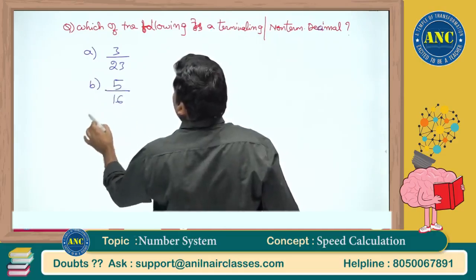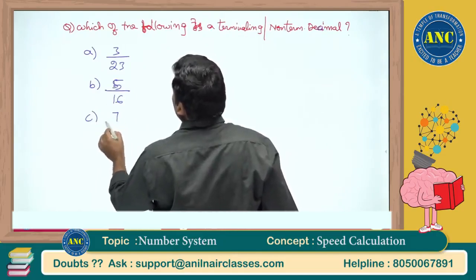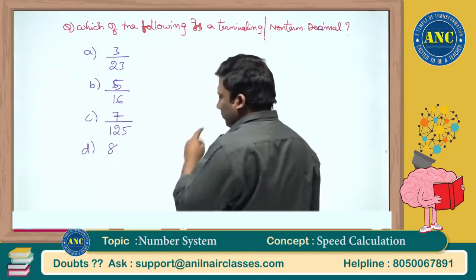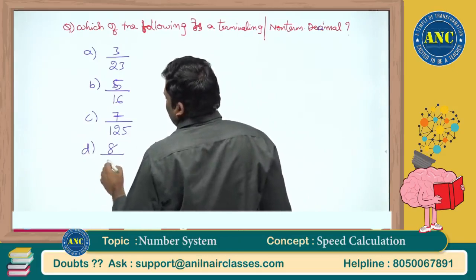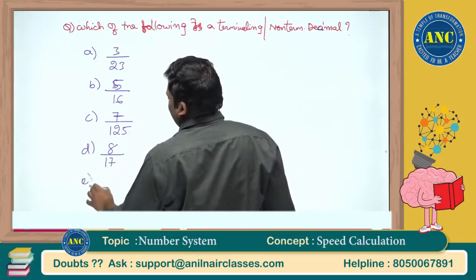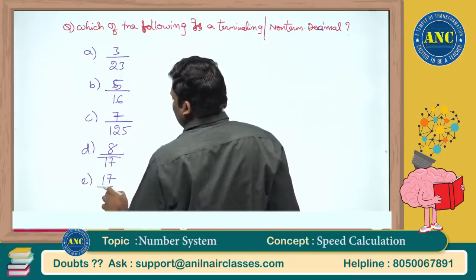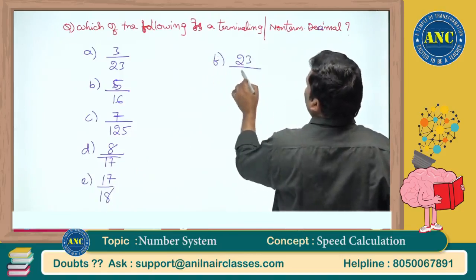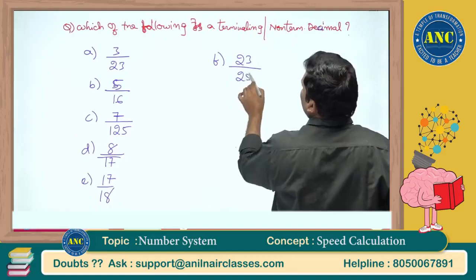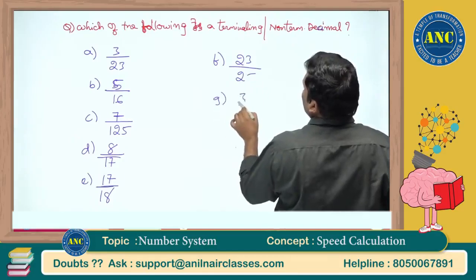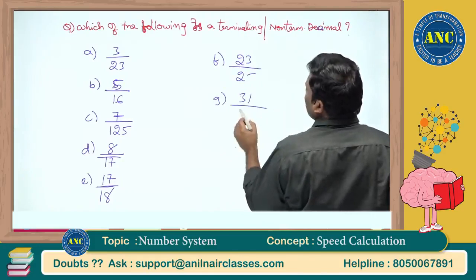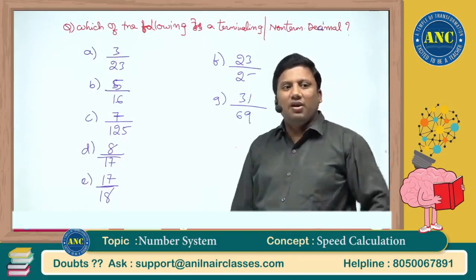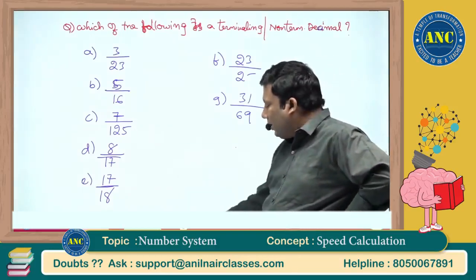5 by 16. 7 by 125. 8 by, for example, 17. 17 by 18. 23 by, for example, 25. 31 by, for example, let us take 16/9. Which of the following are terminating or non-terminating decimals?